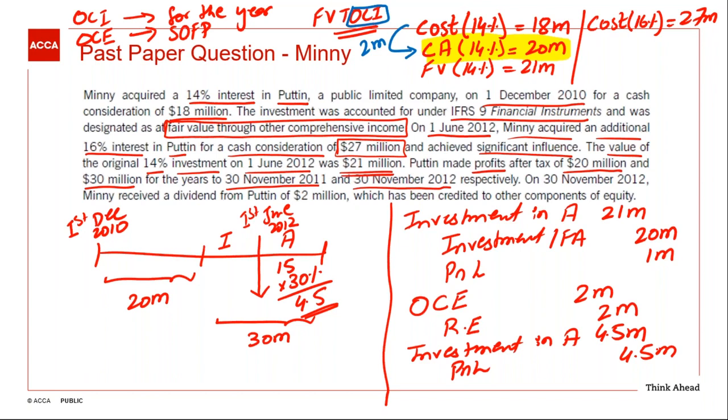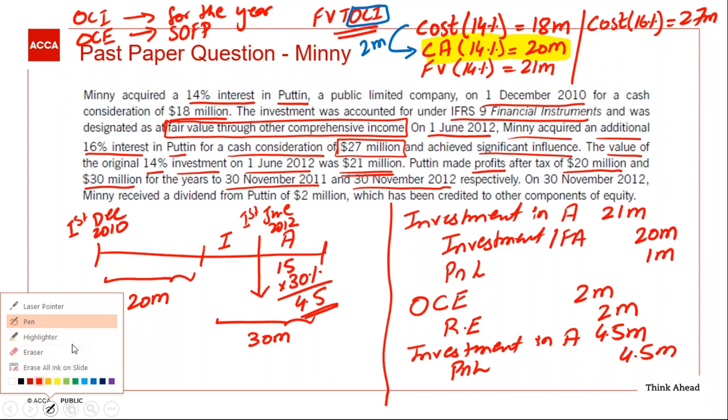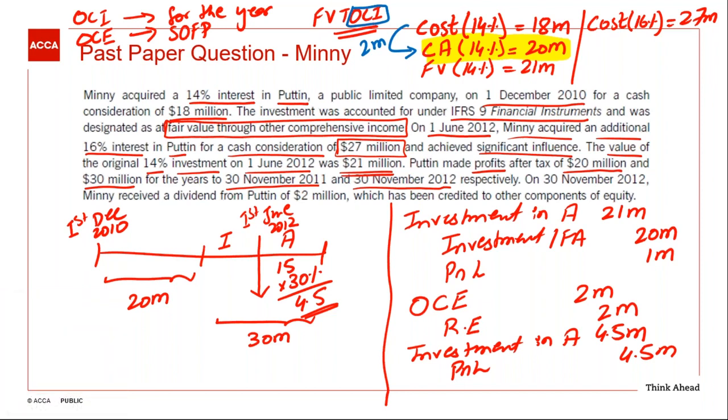Merrick is saying, unsure of how you got 2 million, the OCI and the retained earnings. Merrick, the 2 million is basically the difference between the cost of 18 million and the carrying amount of 20 million. This is how I've got the difference of 2 million. Menza is asking how we treat the dividend. Menza, we haven't discussed the dividend yet. So let me complete the question.